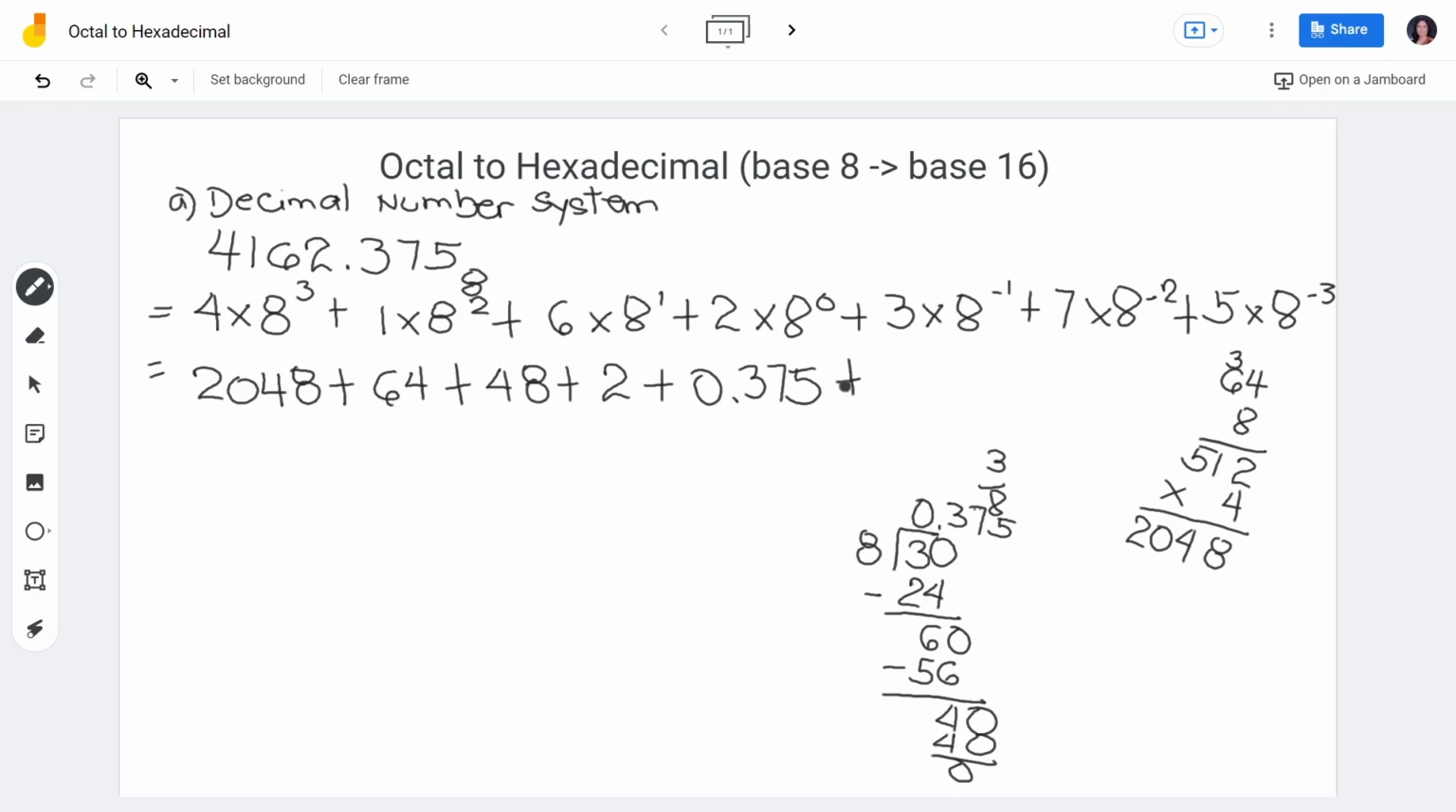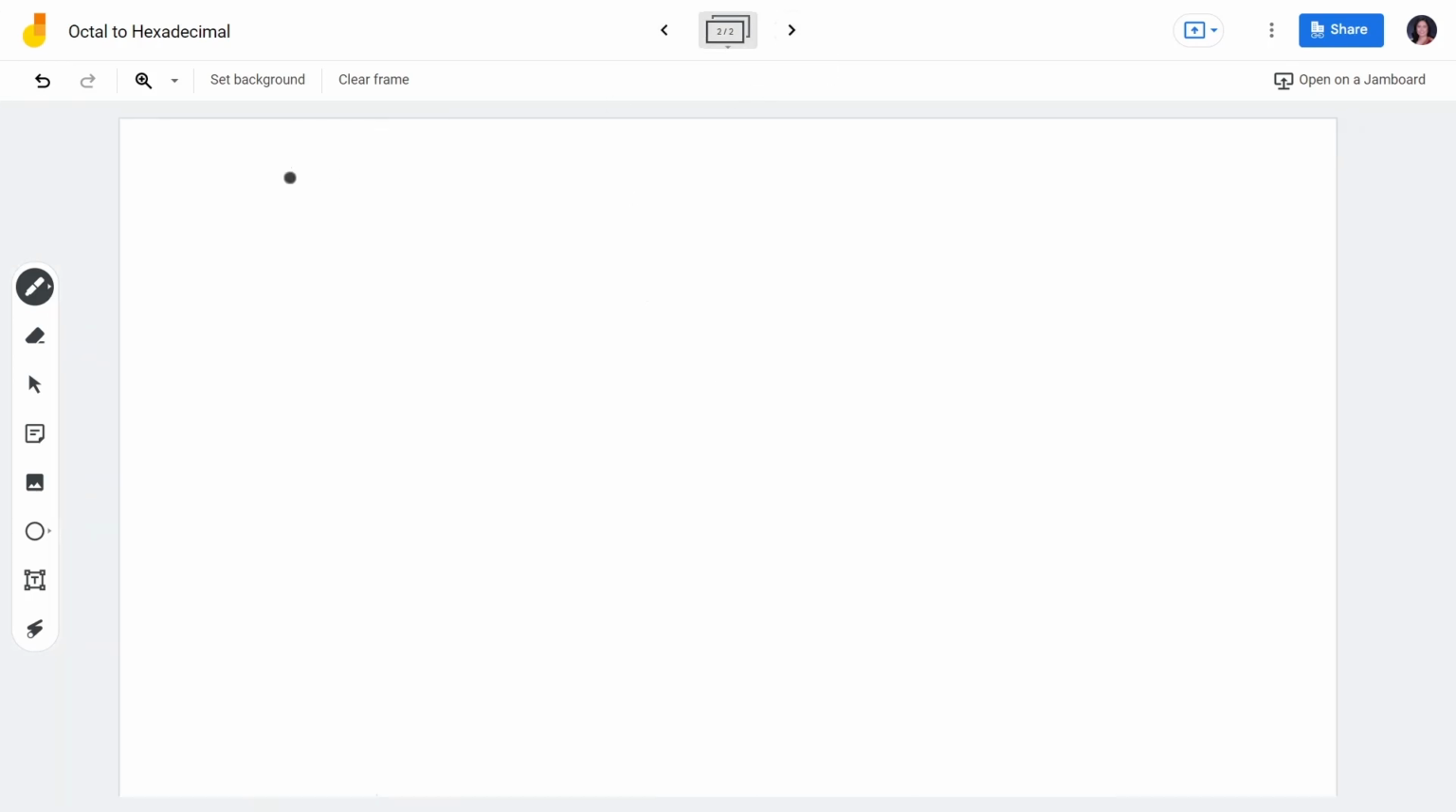Okay, next we have 7 times 8 raised to negative 2. That is equivalent to 7 over 64. So let's use another slide for manual computation. We have 7 over 64, so 7 divided by 64. We have 70. Let's put 0. 70 by 64 is 1.